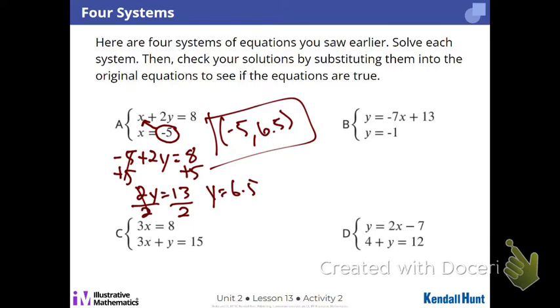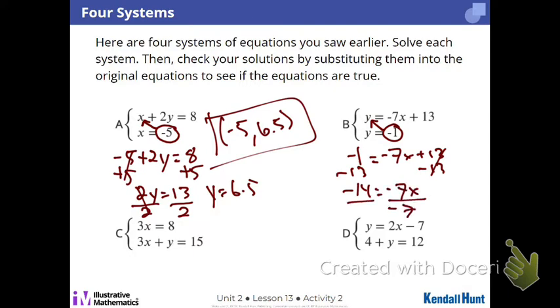So problem B. If y is -1, what has to be true about the other y? It has to be -1, which means -1 has to equal -7x plus 13. Because where they cross x and y are the same. How many variables do I have now? One, which means I can solve for it by making equivalent equations. So how do I get rid of plus 13? Minus 13. -14 is -7x. So x has to be 2.